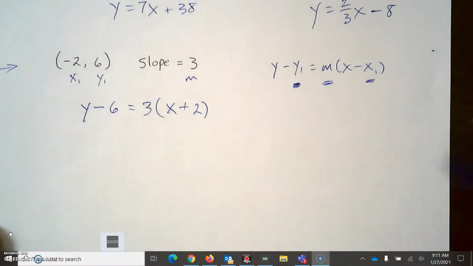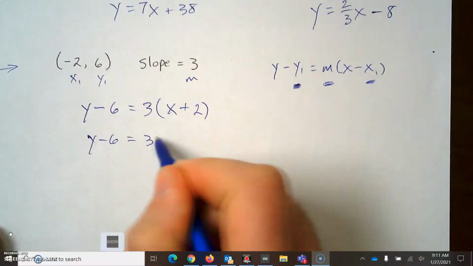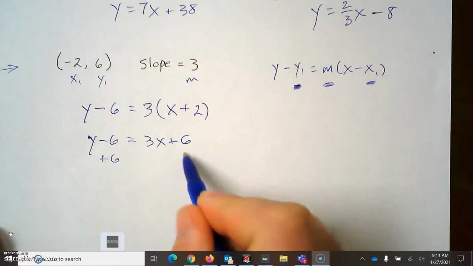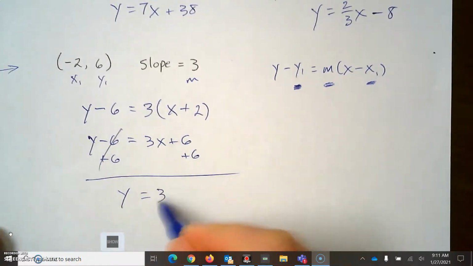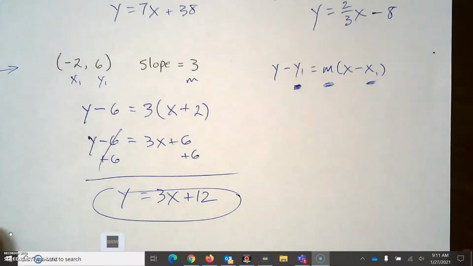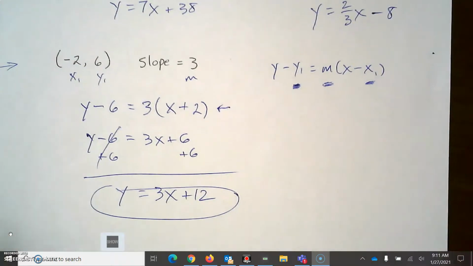Now it looks like the examples we just did where you have to distribute, cancel the 6 on the left, and we have our final answer. So a little bit longer, you just have to take this first step and write the equation. Okay, let me show you the assignment.